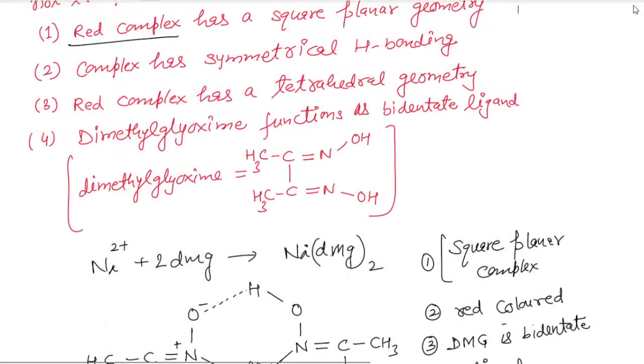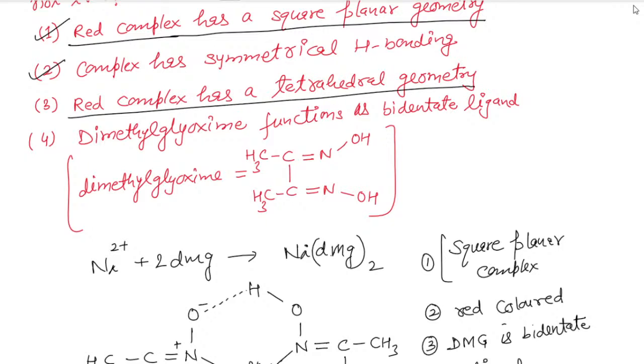Okay, so you can see first, red complex has a square planar geometry, right? Complex has symmetrical hydrogen bonding, right? But red complex has tetrahedral geometry. Obviously out of 1 and 3, 1 is incorrect. Okay, so it is actually a square planar complex. Okay, so it should not be tetrahedral.